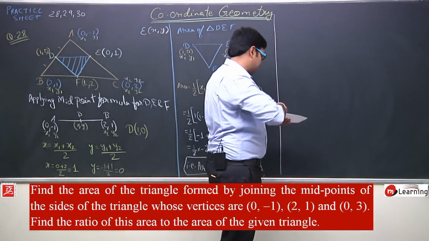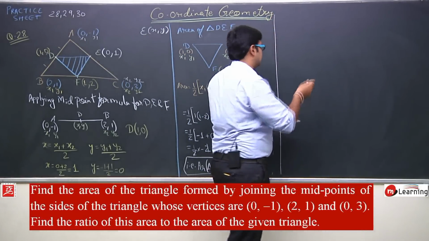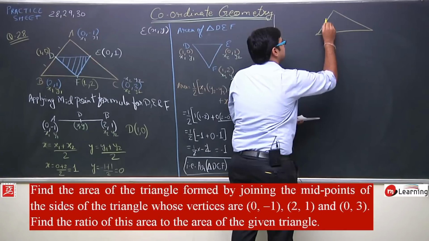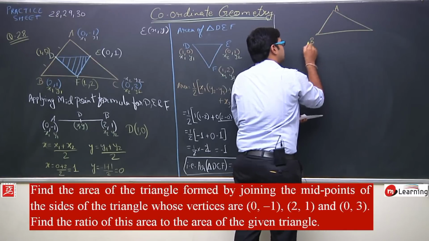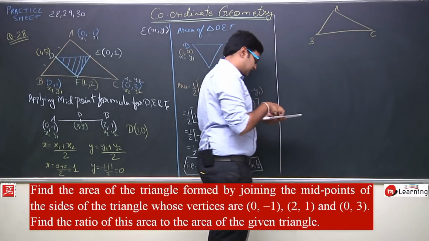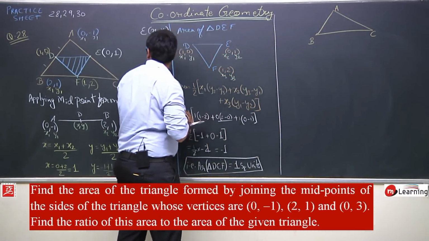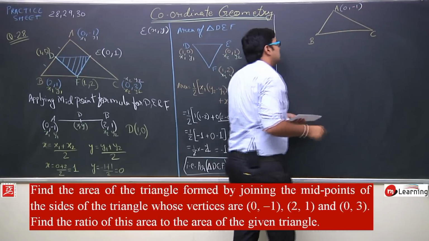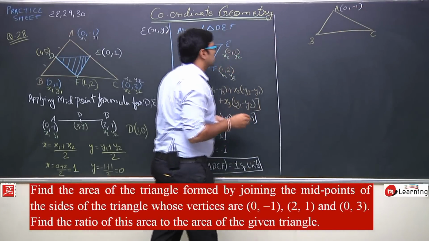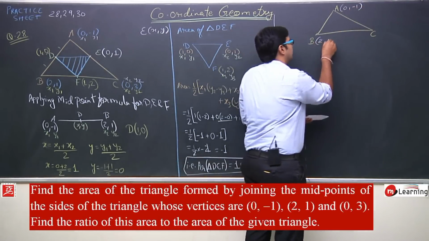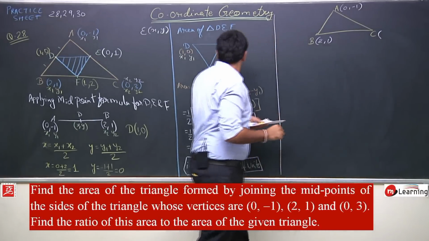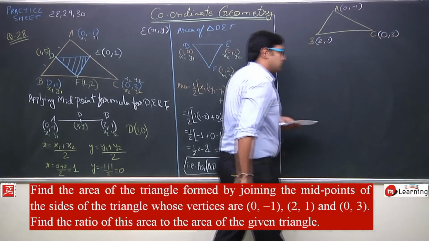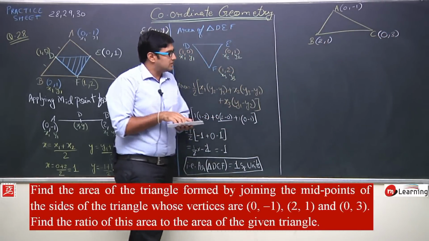Again the same formula that you need to apply. Let us say this is the triangle ABC. This is A, this is B and this is C. ऐसा हम मान लेते हैं. So the coordinates of A are 0, minus 1. Then the coordinates of B are 2, 1. This is 2, 1 and the coordinates of C are 0, 3. So this is 0, 3. Okay, so this is our triangle ABC.